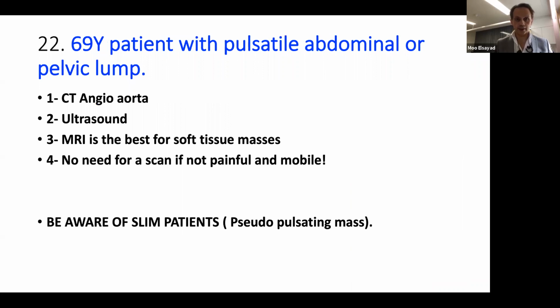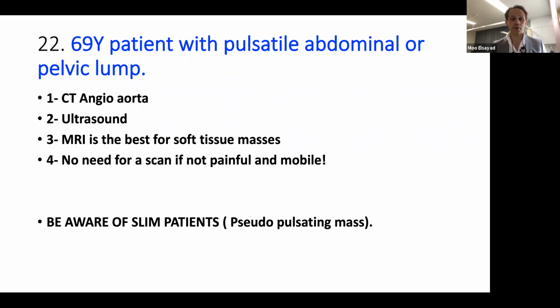Perfect. 69 patient with a pulsatile abdominal or pelvic lump. CT angio, yeah. Perfect. I think whoever replied, you all got it right. There's no right or wrong answer. 69, so there's a higher chance of this person having aortic aneurysm, and CT angio is the best modality.